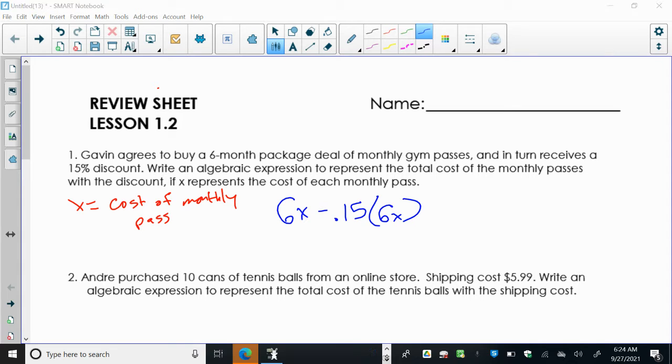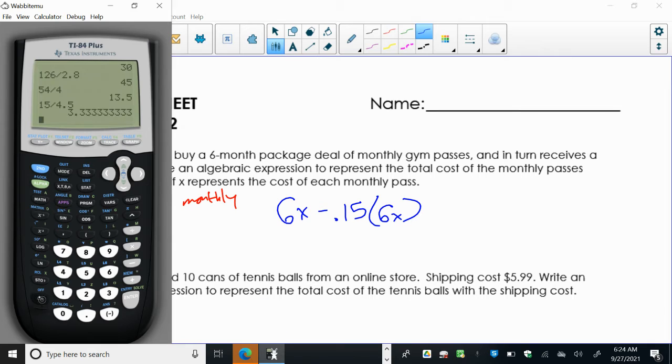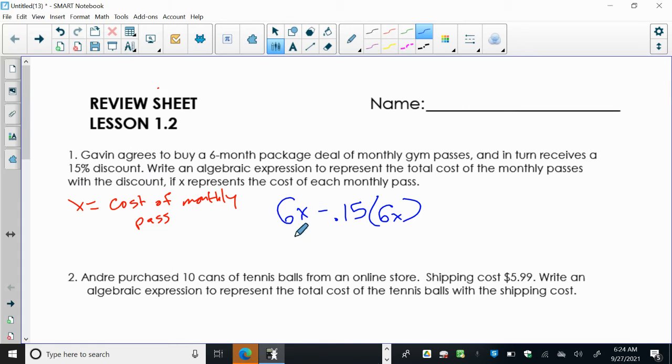So now we need to simplify this. Okay, so we can go over to our calculator and do 0.15 times 6. So that's 0.9. So we have 6x minus 0.9x. And then we can put those together to make 5.1x.